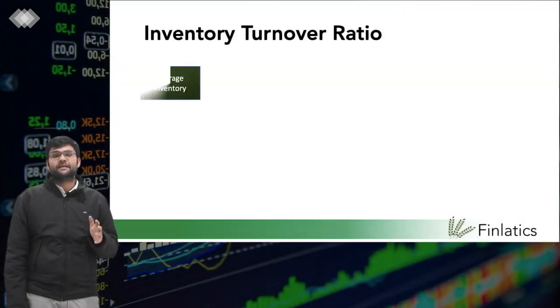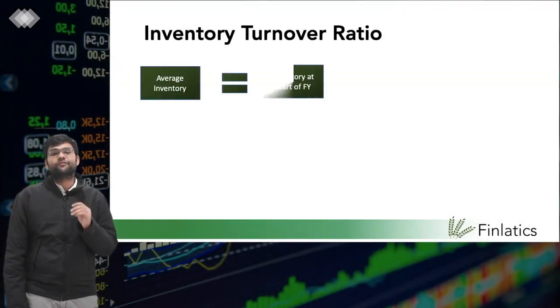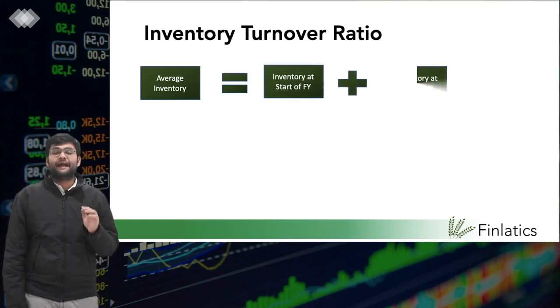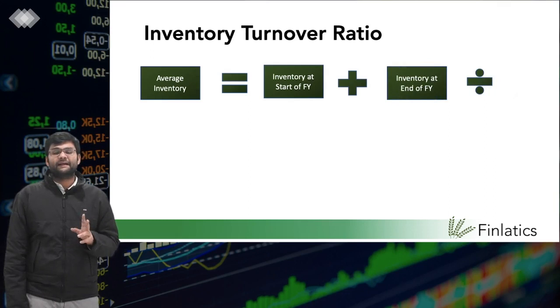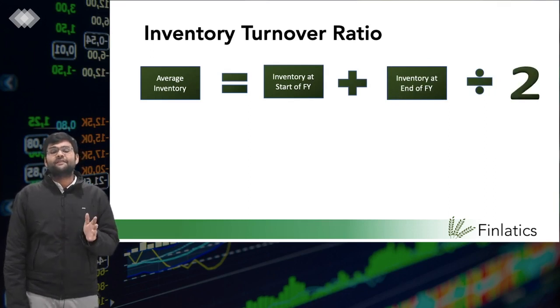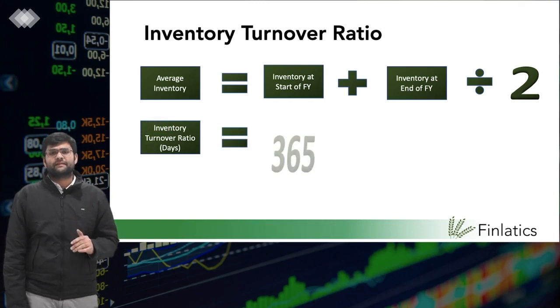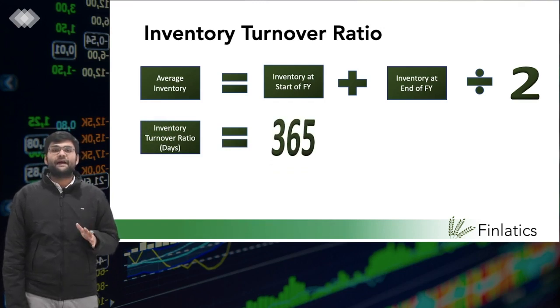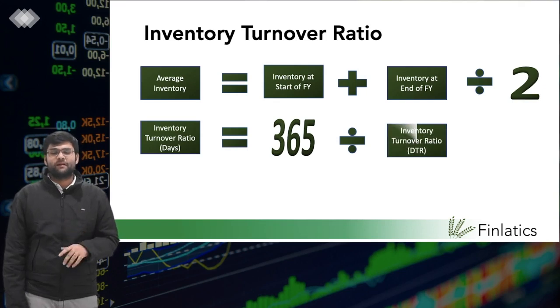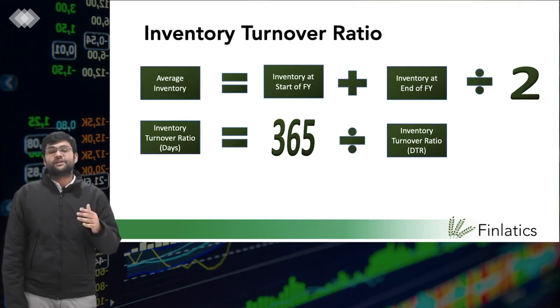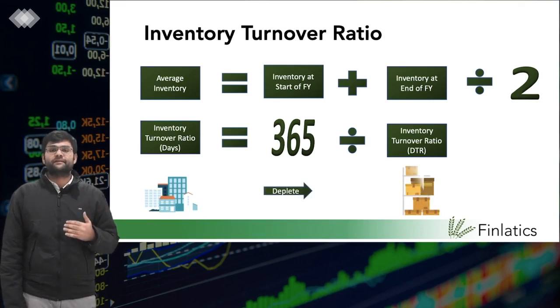Average inventory is equal to inventory at the start of the financial year plus inventory at the end of the financial year divided by 2. Inventory turnover ratio can also be measured in terms of days. Inventory turnover ratio in terms of days is equal to 365 divided by inventory turnover ratio. The inventory turnover ratio in terms of days broadly measures the speed in terms of days, which is how much time does a company take to deplete or sell its inventory.